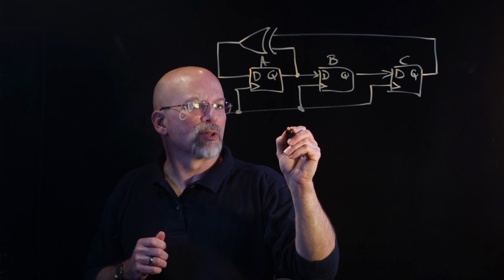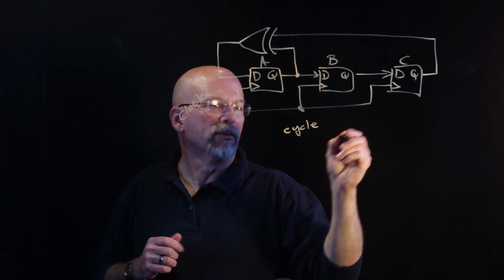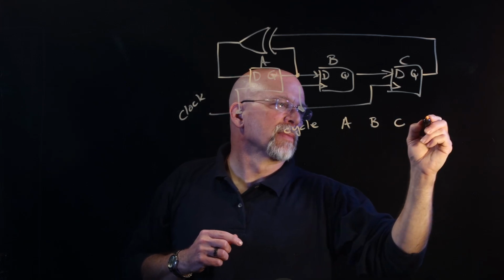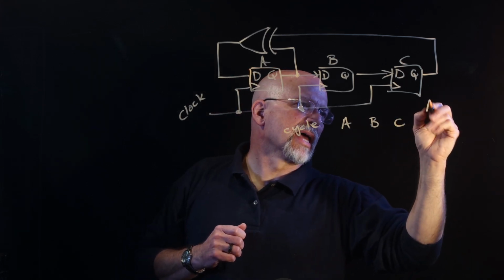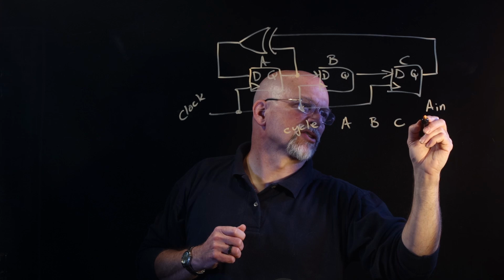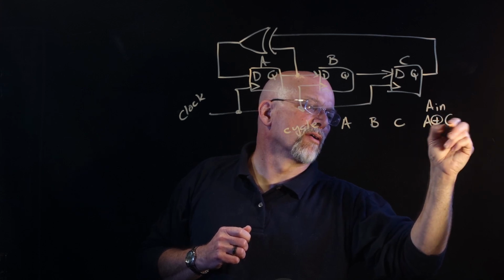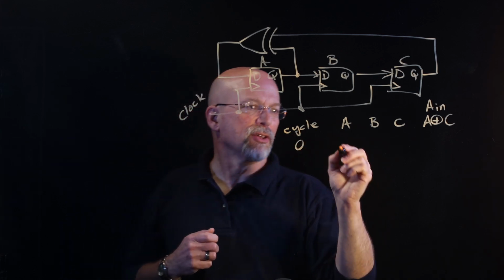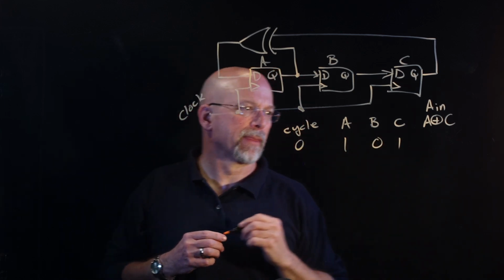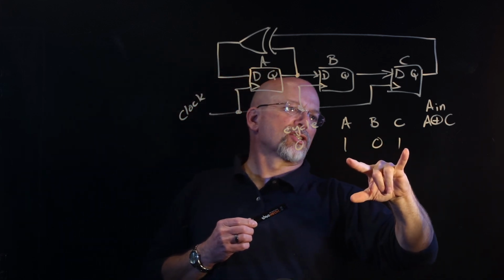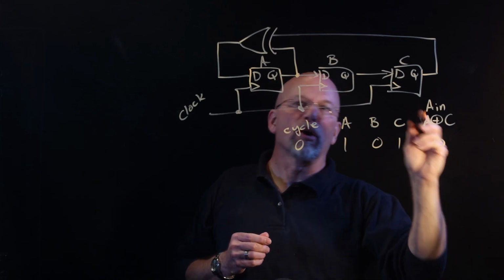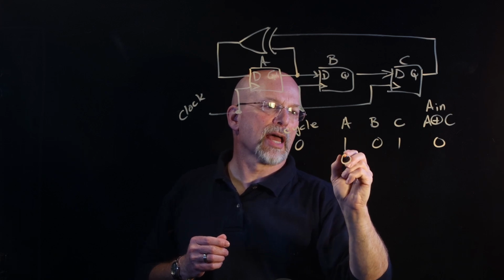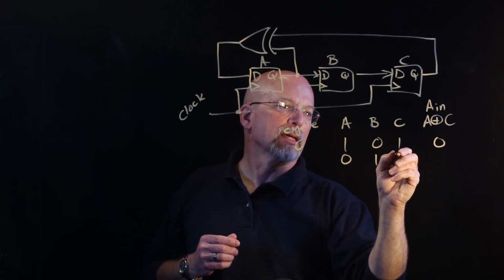Well, we're going to do the same sort of thing again. We're going to have our cycle, right? And then this time we have A, B, and C. And the input to A is going to be the exclusive OR of A with C. And we're going to have our seed value. We're going to put 101 in here. Now, A and C are equal, so our input to A is going to be 0. So the 0 gets passed to A, A goes to B, B goes to C.